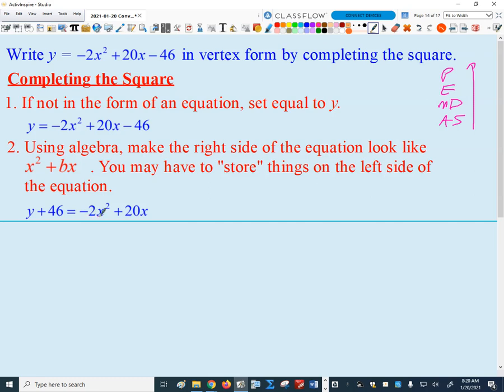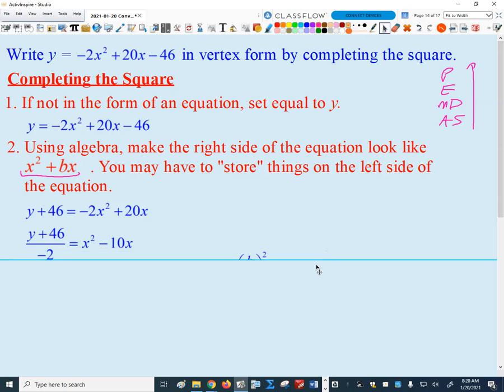And then I've got to divide each side through by -2 because I need this to look like x squared by itself plus whatever number is left times x. So if I divide each side by -2, I can just leave it as y plus 46 over -2 on the other side. I don't need to get fancy and simplify because remember, at the end, I'm just going to reverse all these operations anyway. So if I divide the right side by -2, I'm just dividing each term by -2, which gives me positive x squared plus 20x divided by -2, which would be -10x.